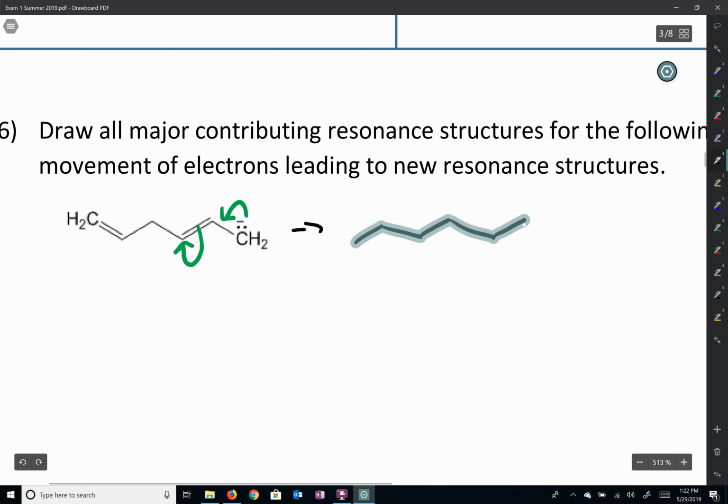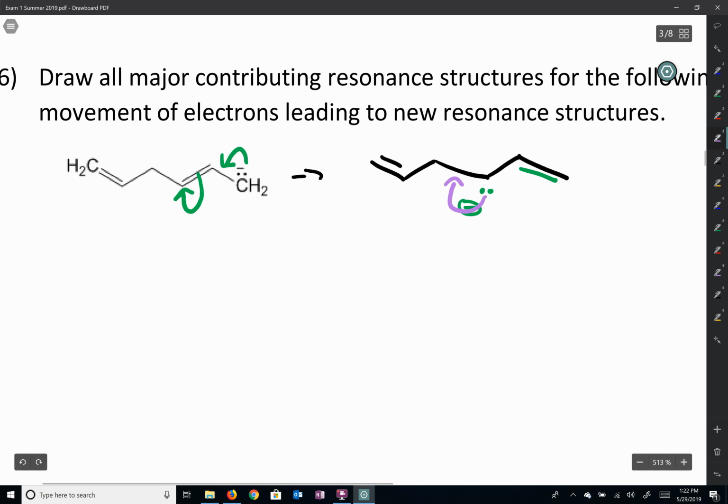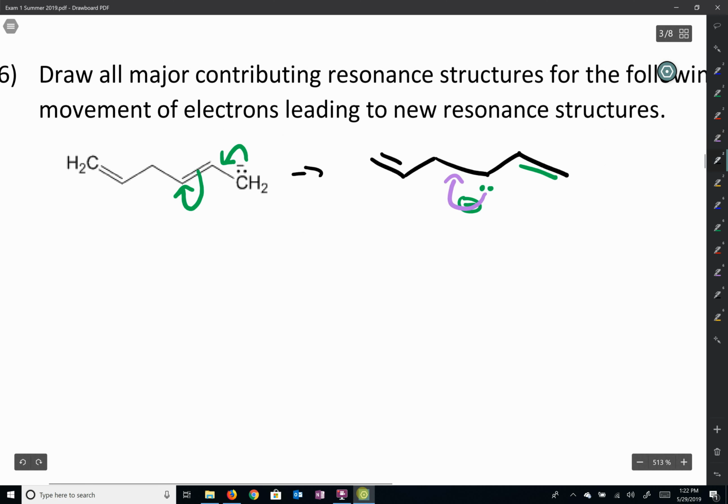Oops, I accidentally started upside down, I guess. Let's keep it the same as much as we can. So there's our original. We turned our lone pair into a pi bond, and we turned our pi bond into a lone pair, and we still have our pi bond over here. And that's it. We cannot do anything else. If we try and do that arrow in purple, here's where we end up.